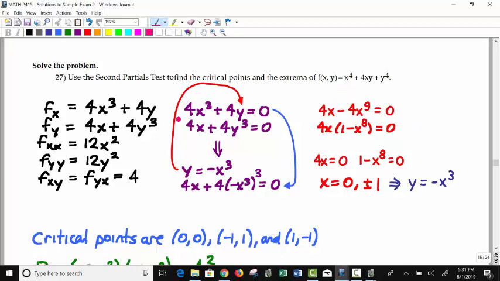So here's the function. The first partial fx will be 4x cubed plus 4y. Fy will be 4x plus 4y cubed. And then the second partials. So you take this next partial.